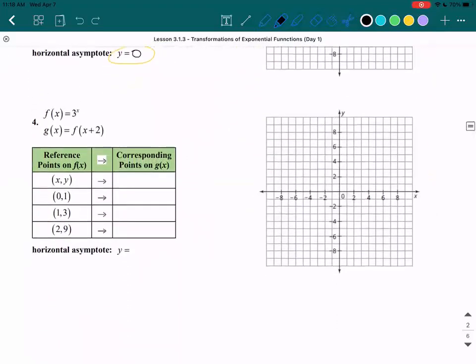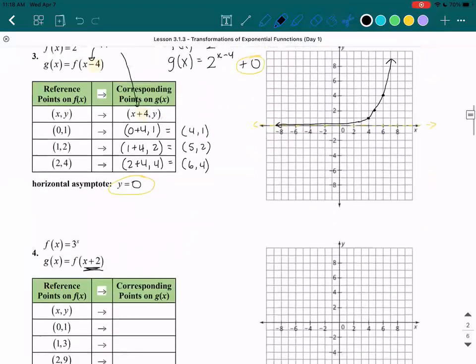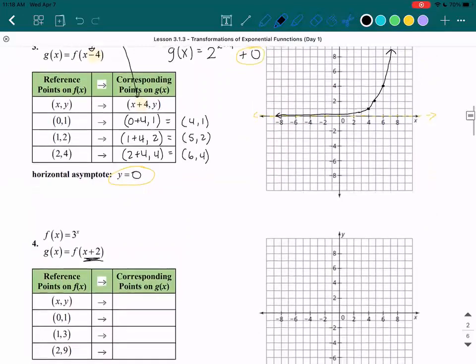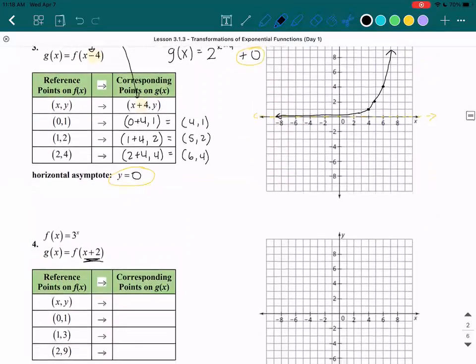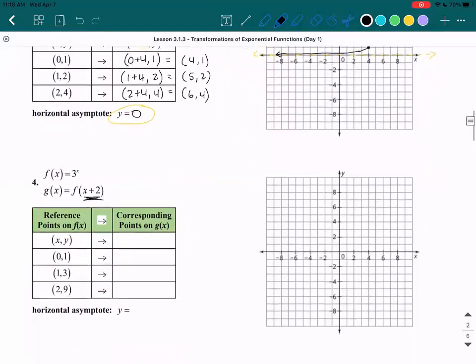It says f of x plus 2. So if we're adding, remember it's the opposite. We're actually going to go to the left, okay? This one's going to go to the left. And then when we write it out as our points, remember that if it says plus 2, then this one should say x minus 2, and the y remains unchanged. Remember that these are opposites. Okay?